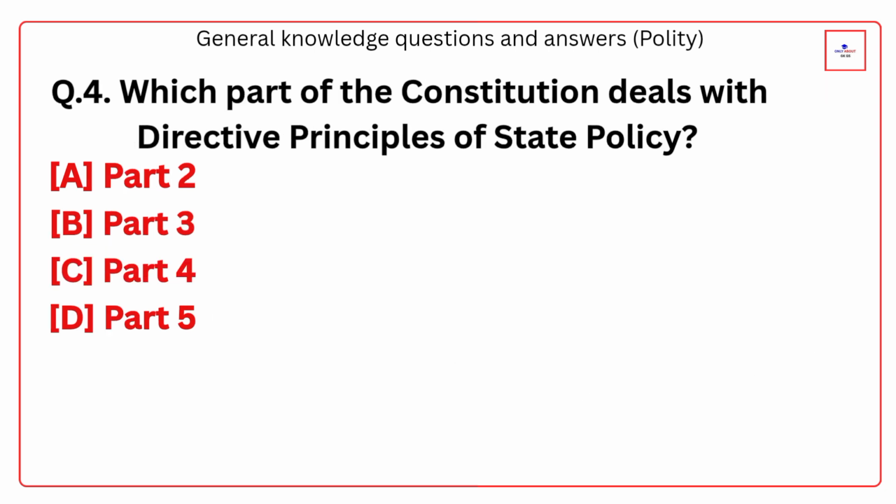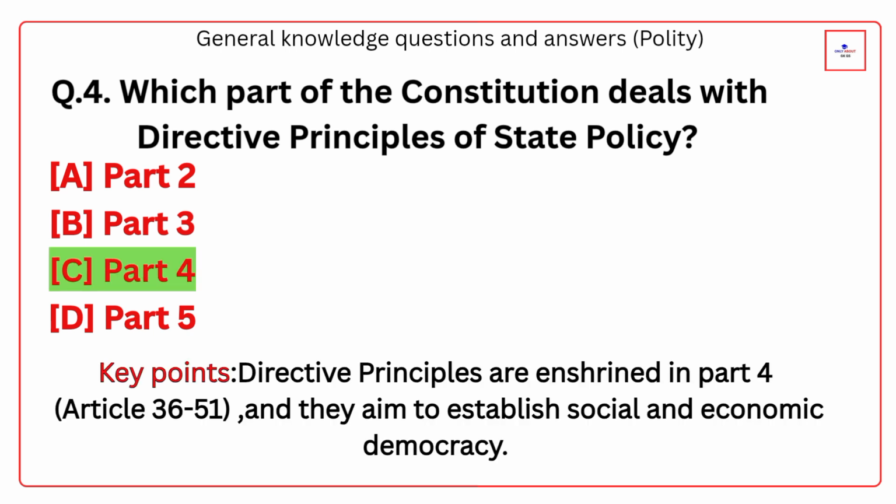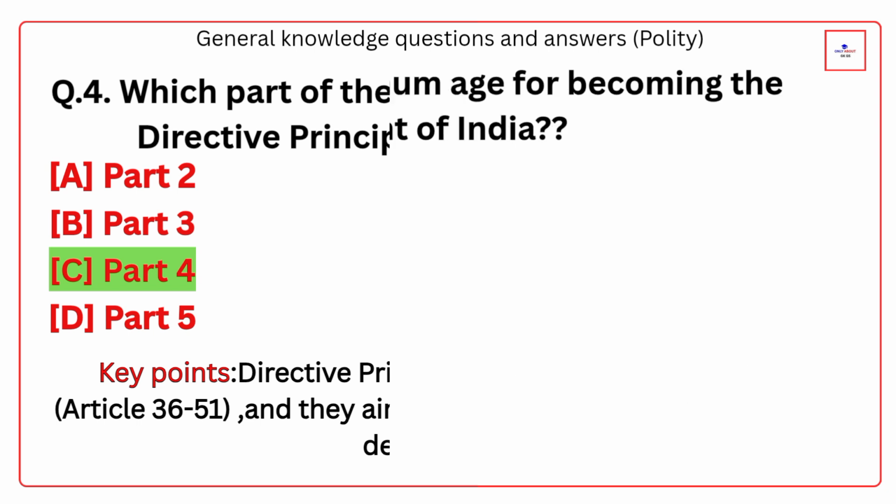Which part of the Constitution deals with the directive principles of state policy? Correct answer is Part 4. Directive principles are enshrined in Part 4 and they aim to establish social and economic democracy.